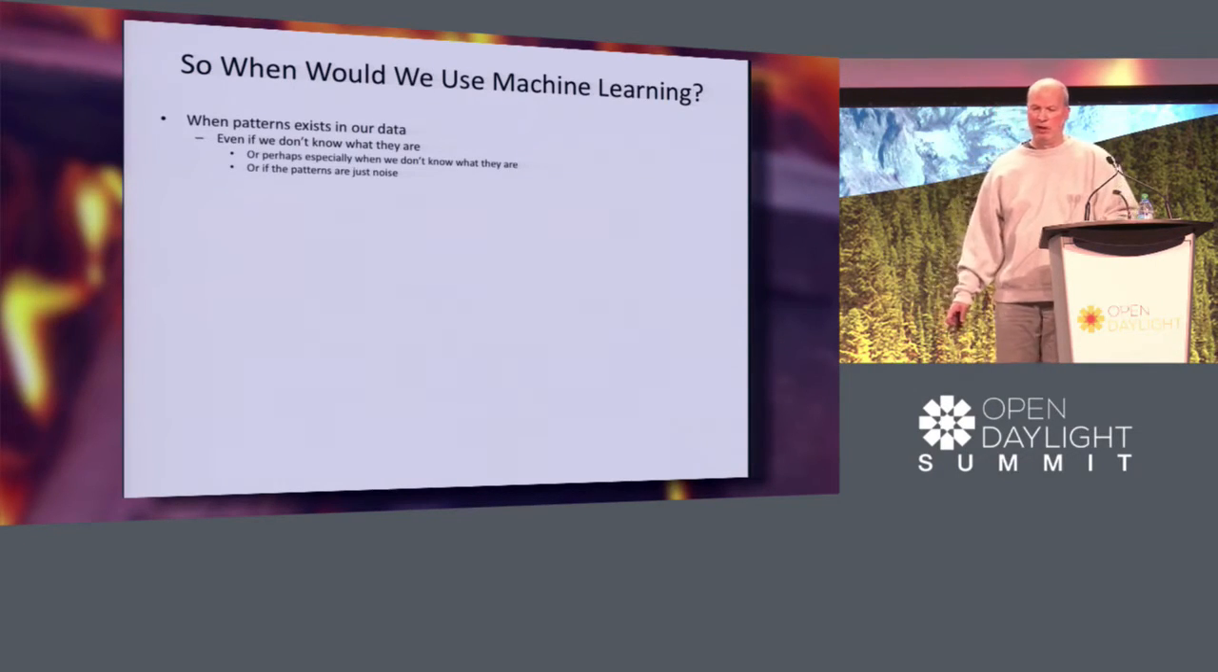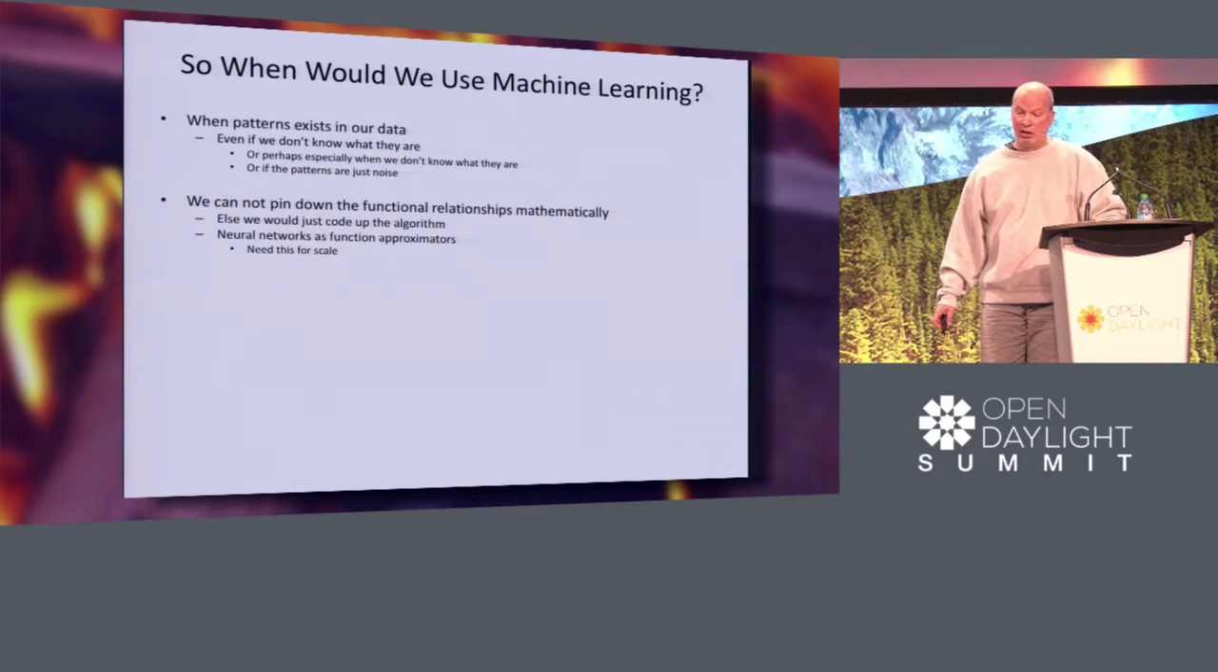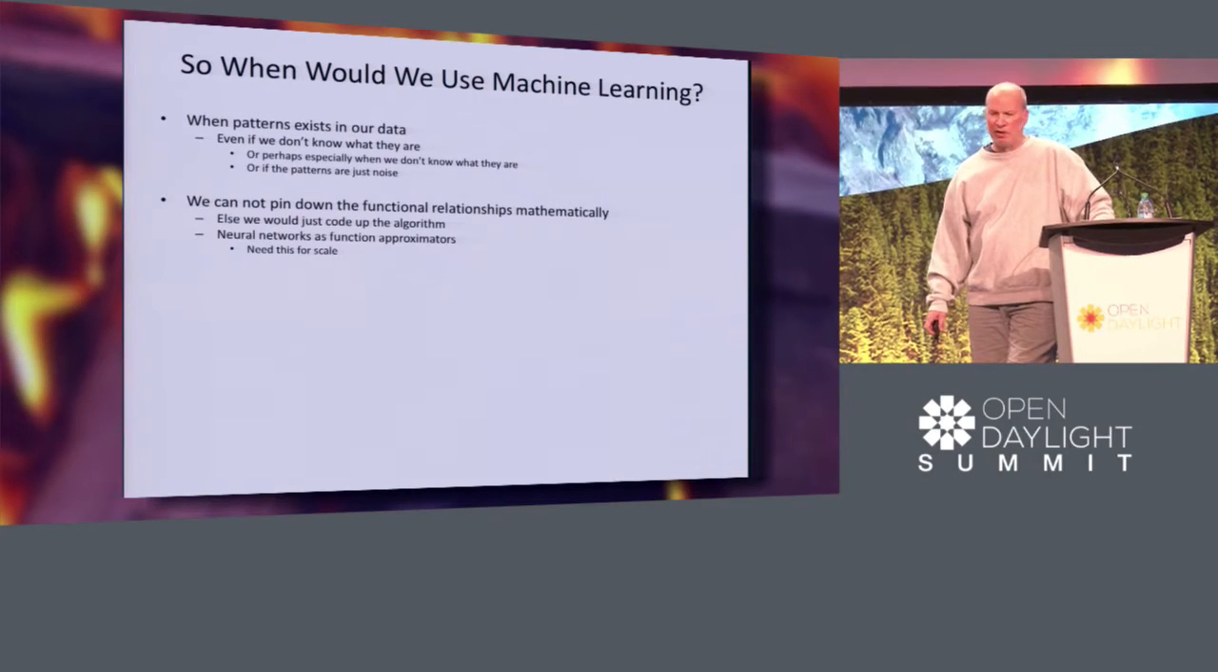So when would we use it? Why don't we just write programs to do this stuff? Well, when patterns exist in our data and we don't know what they are, or they might be noise, right? We don't know, and so we need to use this kind of technology to figure that out. We'd like to use it when we can't figure out what the functional relationships are mathematically, because of course, if we could do that, we could just code it up, right?